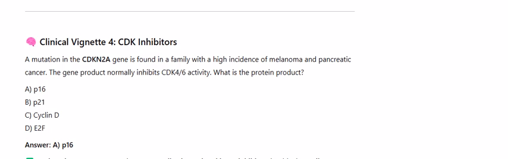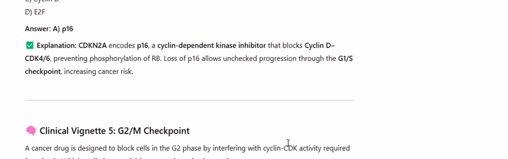Explanation: CDKN2A encodes p16, a cyclin-dependent kinase inhibitor that blocks cyclin D-CDK4/6, preventing phosphorylation of RB. Loss of p16 allows unchecked progression through the G1/S checkpoint, increasing cancer risk.